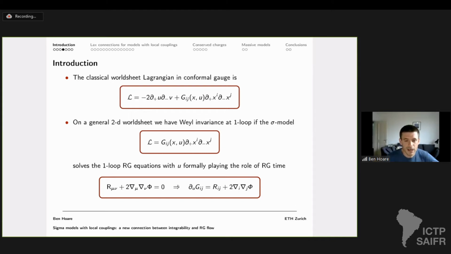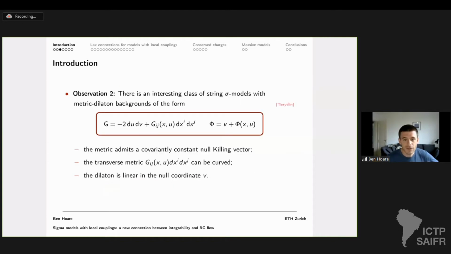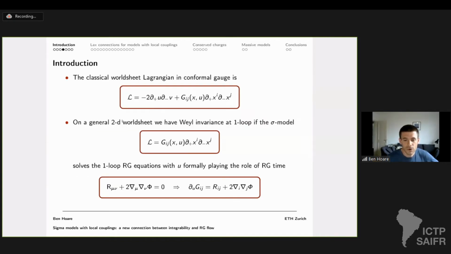On the left-hand side, this is the Weyl invariance condition for this sigma model on a curved worldsheet. If you just plug in this ansatz for the background into this equation, you'll find that these equations are solved if this transverse metric solves this first order equation. So d_u of g is proportional to the Ricci tensor plus some dilaton term. And this is essentially the one loop RG equations for this sigma model here.